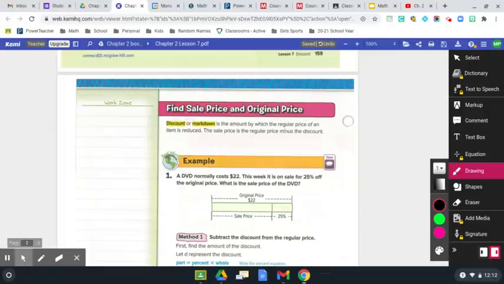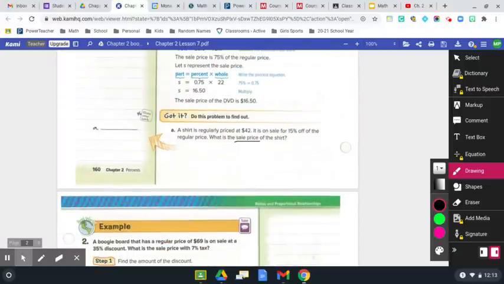So that's going to be your first step. You're going to find out how much of a markdown or a discount, how much the item is getting reduced. Your second step is going to be the sale price. And so you need to take that regular price, subtract the discount from it so that you find that sale price. Step 2. So there's 2 steps to these. So let's talk about, I'll call this step 1.